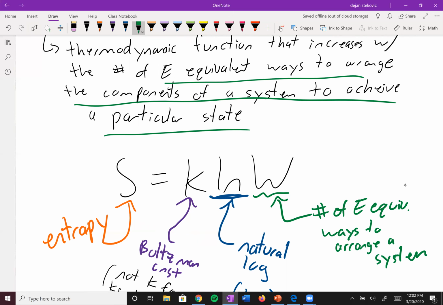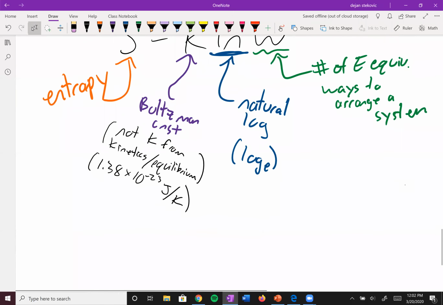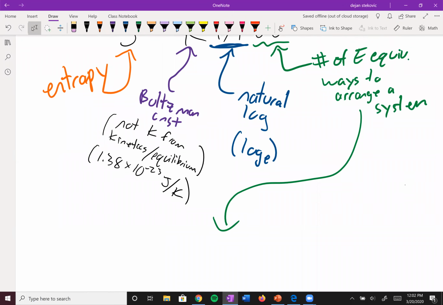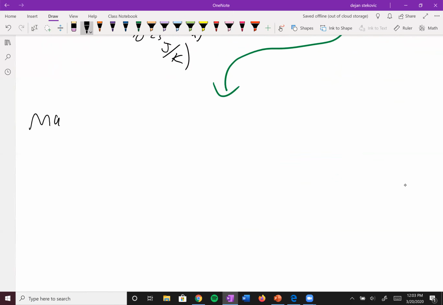So the S we just learned is entropy. k is just a constant. Natural log is just a mathematical function. W, let's take a look at W, this number of energy equivalent ways to arrange a system. And in order to talk about W, we have to talk about things called macrostates versus things called microstates.